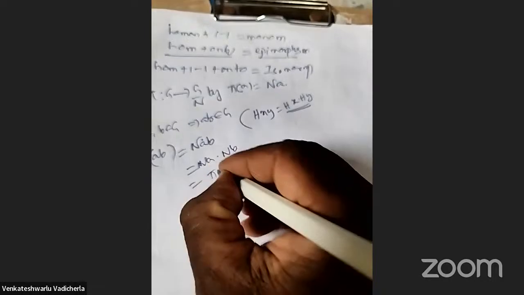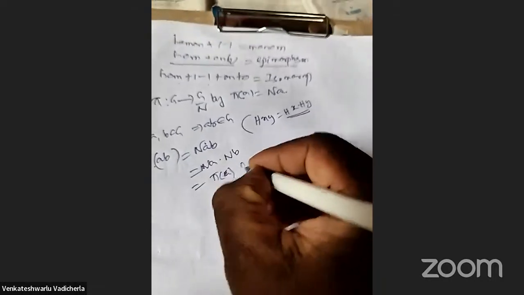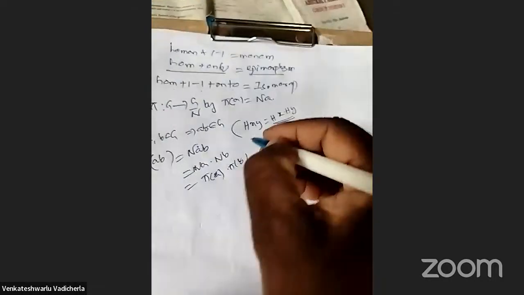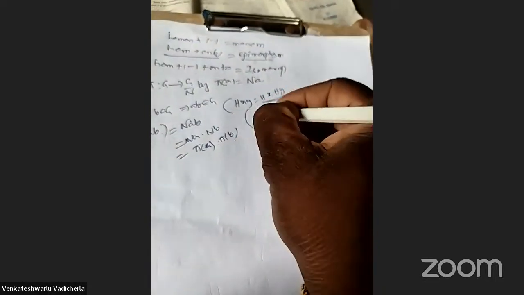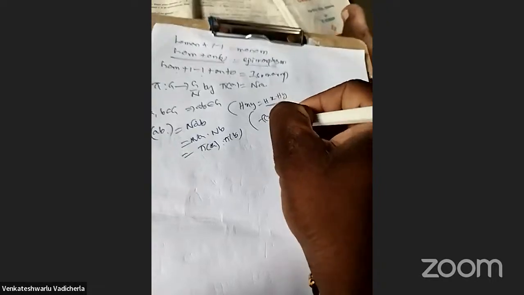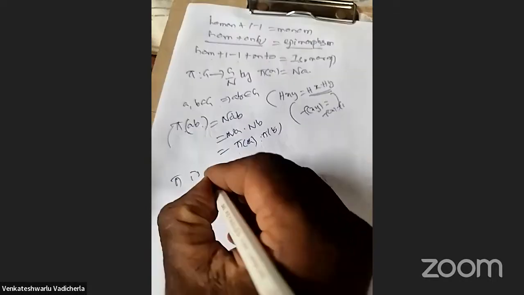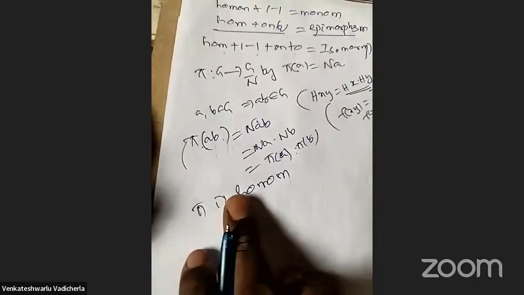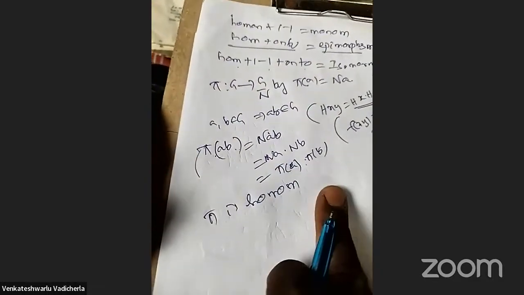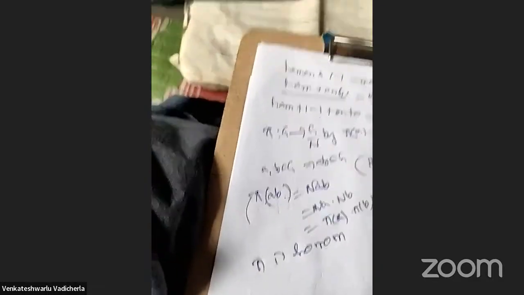What is the N of a? Phi a. So N of b? Phi b. What is the definition of homomorphism? F of xy is equal to f of x into f of y. So phi of ab is phi of a into phi of b. Phi is homomorphism. Phi homomorphism is clear. Phi of ab is equal to phi a into phi b. Homo. మరి onto. What is a onto?